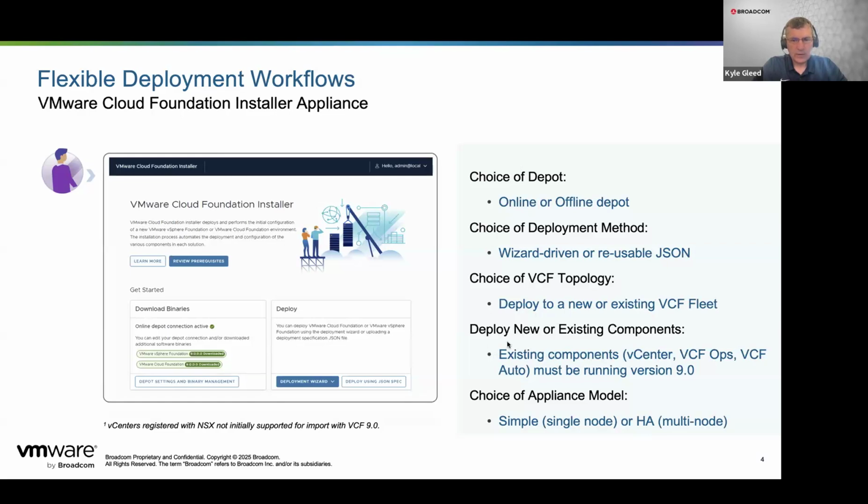Now, the last bullet I'll talk about on this slide is deploying new or existing components. One of the things we do with the VCF installer is make it very easy for you to take existing workloads running in your data center and bring them into your VCF private cloud. You can take an existing vCenter instance, an existing VCF Operations instance, as well as an existing VCF Automation instance, and bring that into your private cloud.